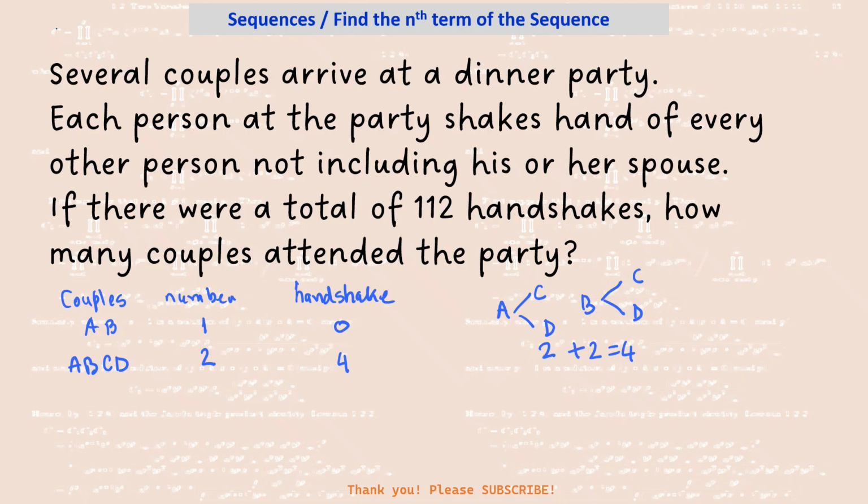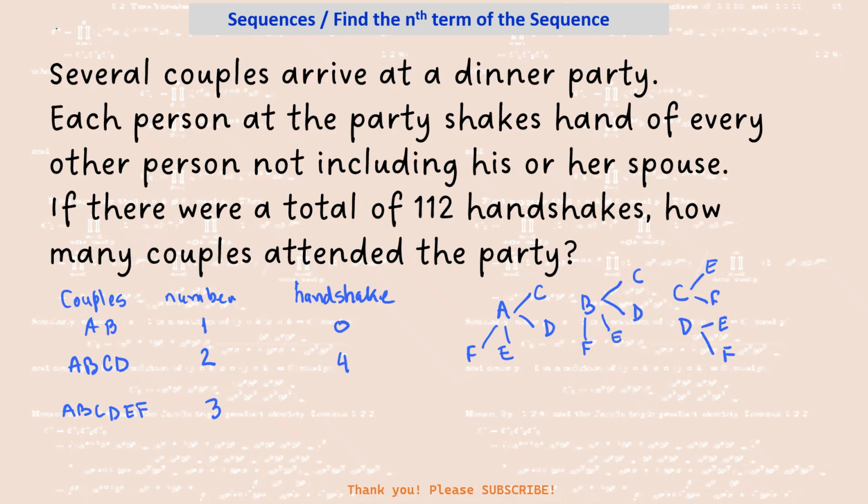Now suppose we have another couple joining them. So E and F have also come. So there would be 3 couples, and the number of handshakes. A would now shake hands with E and F. So A has shaken hands with C, D, E, and F, and similarly B would also shake hands with E, F, C, D. Now, C, D, E, F also have to shake hands. C cannot shake D's hand, C and D are a couple.